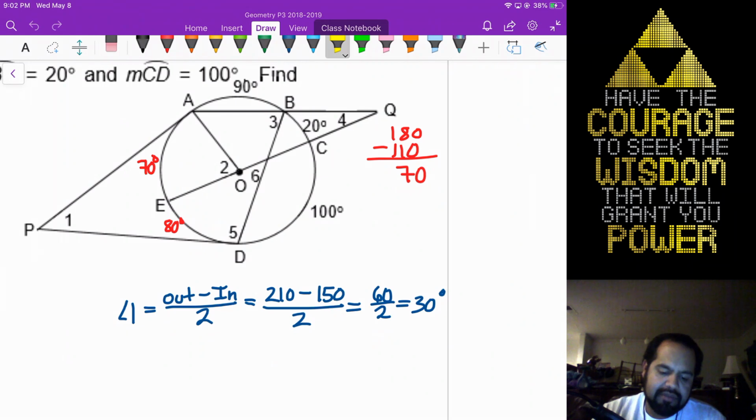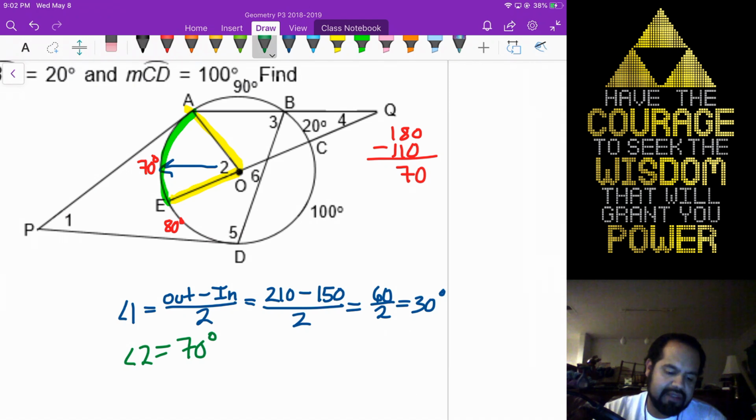So angle 2 is right here. Again, I'm asking myself, what kind of an angle is angle 2? And I recognize that it's in the center. So the central angle is the same measure as the arc that is directly in front of it. So angle 2, no work needed, is 70 degrees.